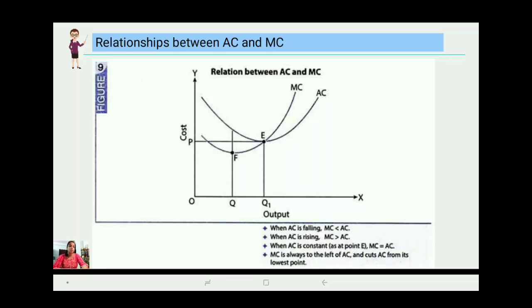Now MC is always to the left of AC and cuts AC from its lowest point. So that is what I said. MC always starts to the left of AC, and it always cuts AC at its minimum point or the lowest point. So that is the way we have to draw average cost and marginal cost if we are drawing to find out the producer's equilibrium. So this is the relationship between average cost and marginal cost.